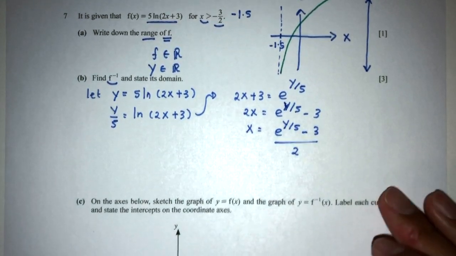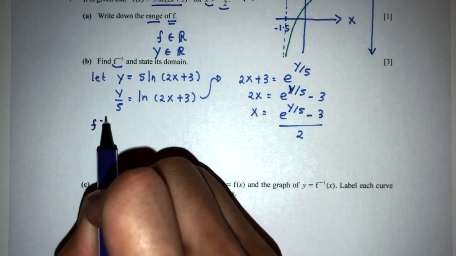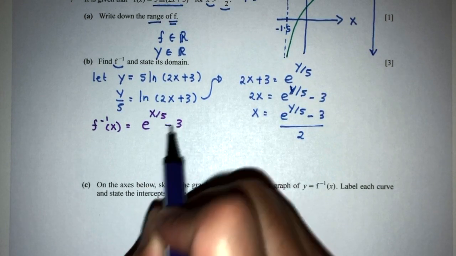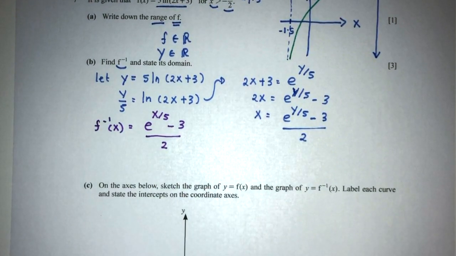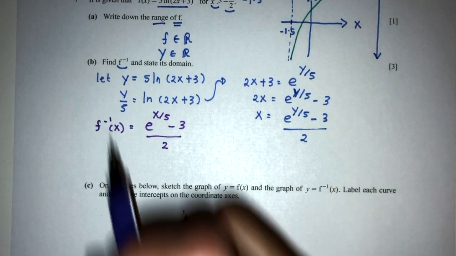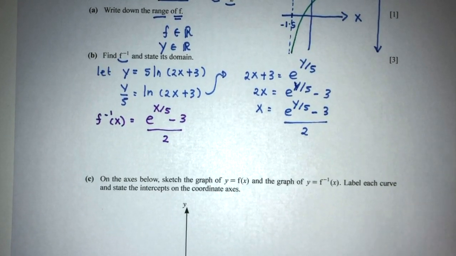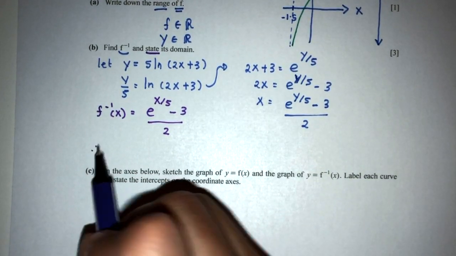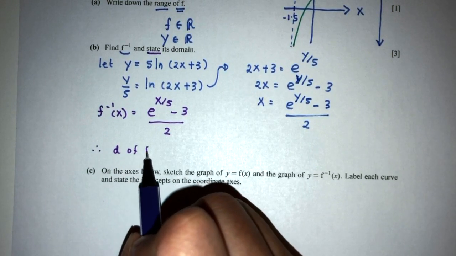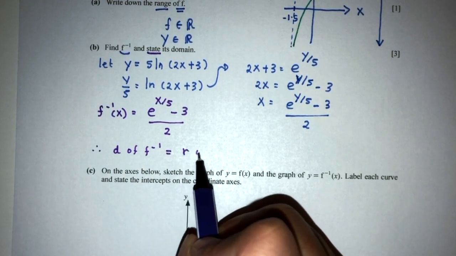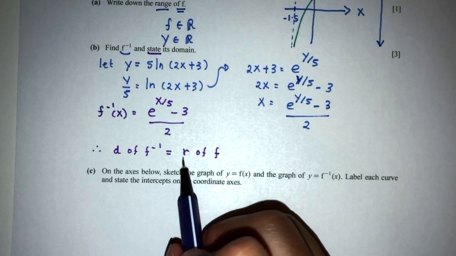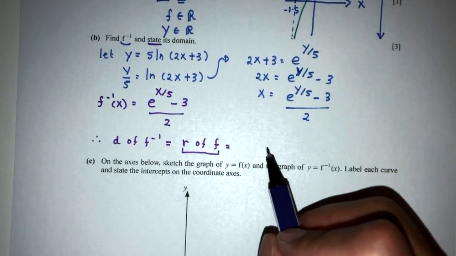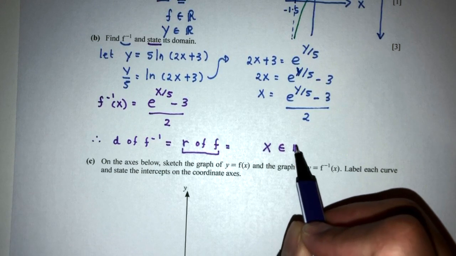So from this, we can conclude that f inverse, in terms of x obviously, will be exponential x over 5 minus 3, over the value of 2. Okay, that will be part 1 of the question. Now we have to state the domain. Whenever you see state, it should be pretty easy. That's the indication. So we have the understanding that the domain of f inverse has to equal the range of f. Because we know the range of f is found in part 1, which is real numbers, the domain of f inverse will be x in real numbers.